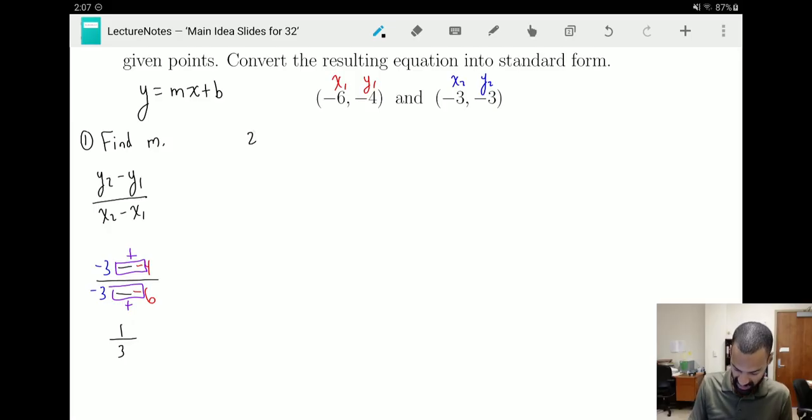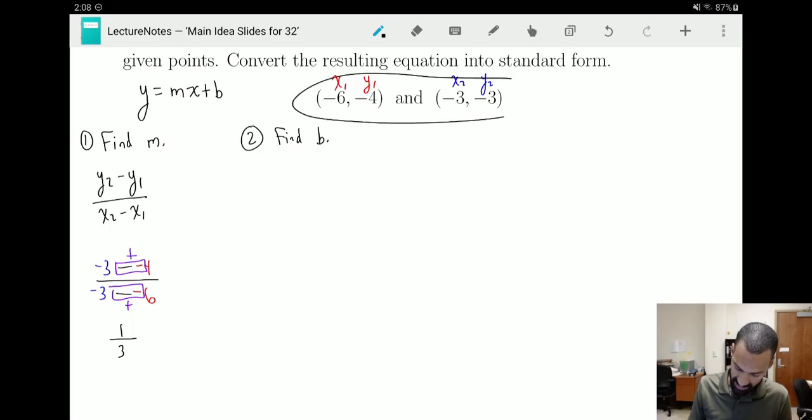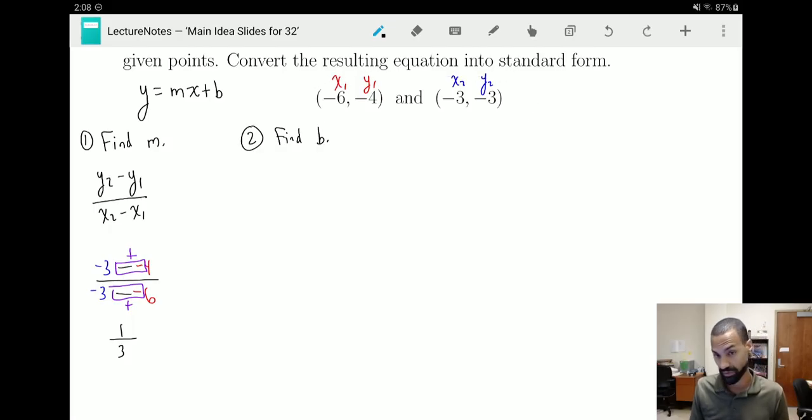Our second step will be to find b. Find b. Well, remember y equals mx plus b. And keep in mind that you have 2 points here. When you plug in negative 3 for x, your y has to be negative 3. Or if you plug in negative 6 for x, your y has to be negative 4. Use that relationship to figure out what b is. So y equals mx plus b. Let's just pick one. I'm going to pick this one here for no particular reason.